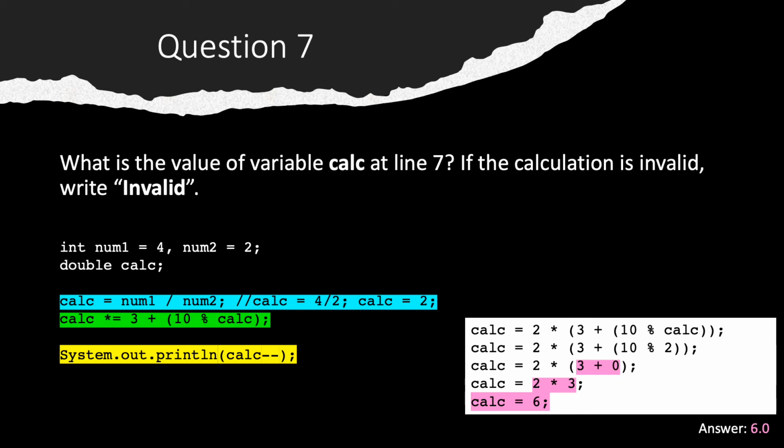Within the System.out.print line, we have calculate-- which is a post decrement. That means in this print line, it will have its original value, which is 6. So the output from this code is 6.0 because calculate is of type double.